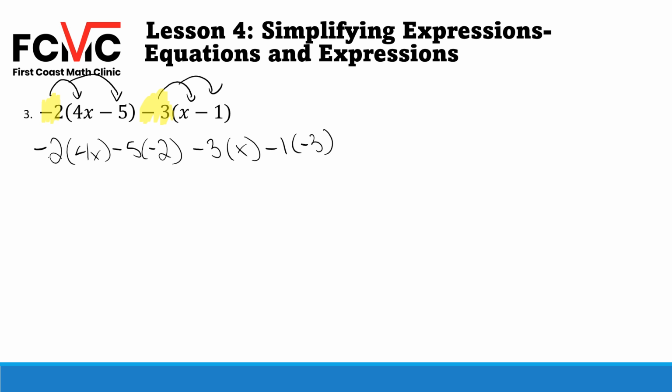Now let's multiply. Negative 2 times 4 is negative 8x. Negative 5 times negative 2 is going to give us a positive 10. Negative 3 times x is going to give us negative 3x, and negative 1 times negative 3 is going to give us a positive 3. Now let's group our like terms together. Like terms have the same variable raised to the same power. So negative 8x minus 3x, and then positive 10 and positive 3.